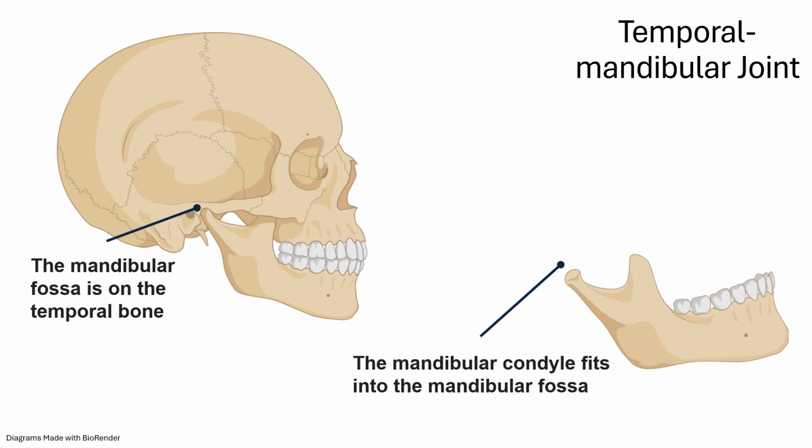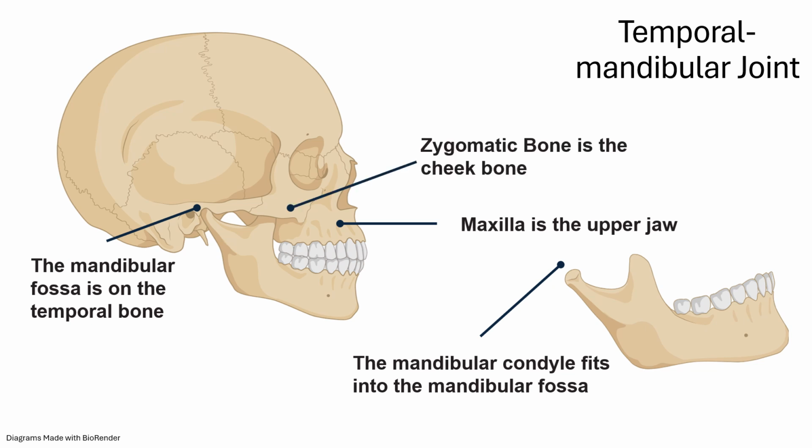The maxilla is the upper jaw. I just want to show you that one here. And the cheekbone is called the zygomatic bone.